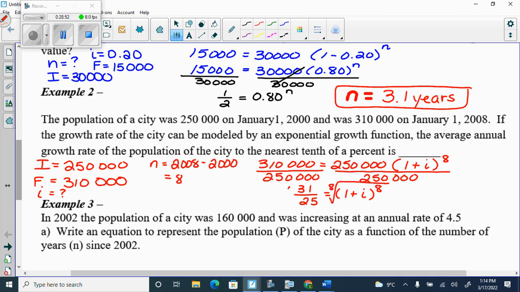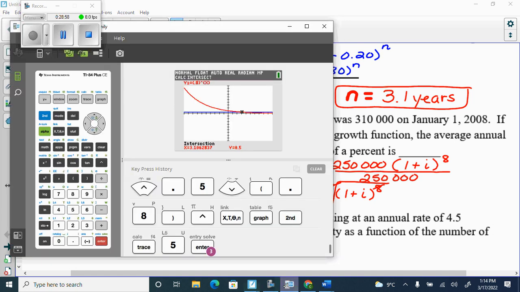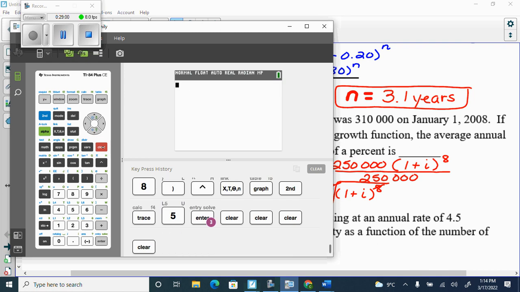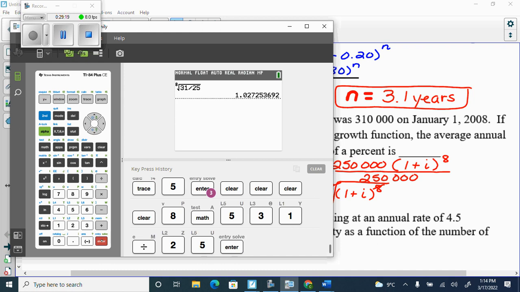So I take the 8th root. So in your calculator, you're going to go 8, math, number 5, because it's going to put the 8th in the root spot. If you have the older calculator, it's just going to have an 8 beside it, but it's going to do it. And then we're going to do 31 divided by 25. Enter. So we get that.